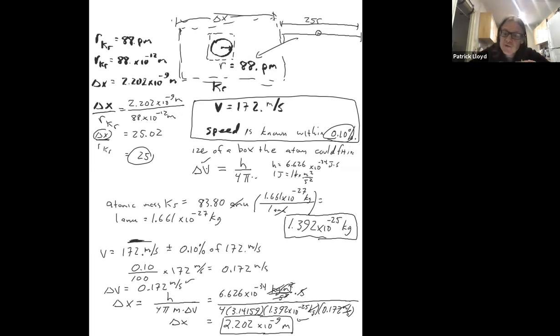Okay, so if we measure the uncertainty in the velocity to 0.172 meters per second, 0.1% of 172, okay, that's what you're going to end up with. You're going to end up with an uncertainty in the position that is 25 times the radius of the atom. Okay, so you want to say, okay, what's the diameter?